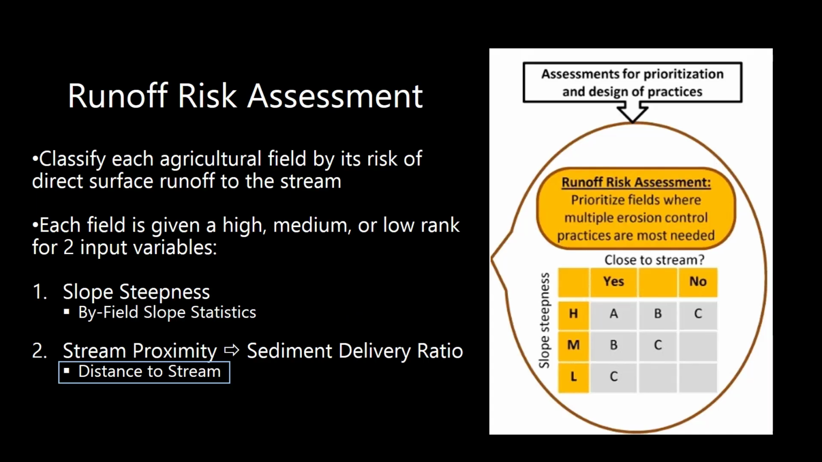The runoff risk assessment uses two variables to classify agricultural fields by their risk to direct surface runoff. The first variable is slope steepness, which we'll get by using the by-field slope stats that we calculated earlier. The second is stream proximity, which is actually converted to a sediment delivery ratio. We'll get this value by running the distance to stream tool. The fields are given a rank of either high, medium, or low based on these two variables.